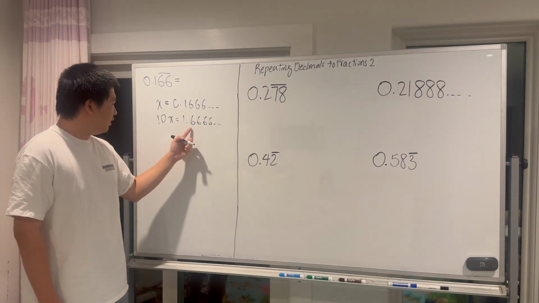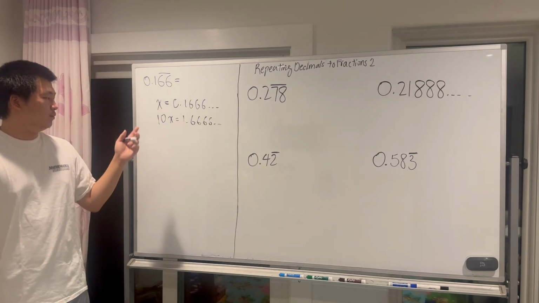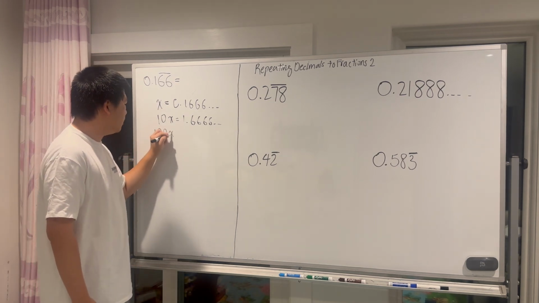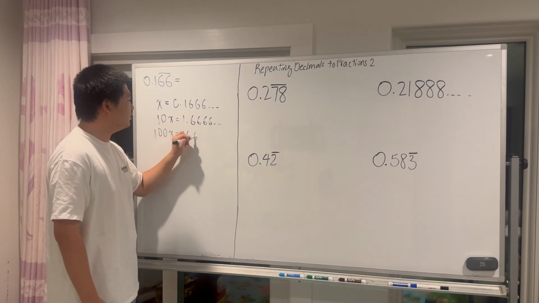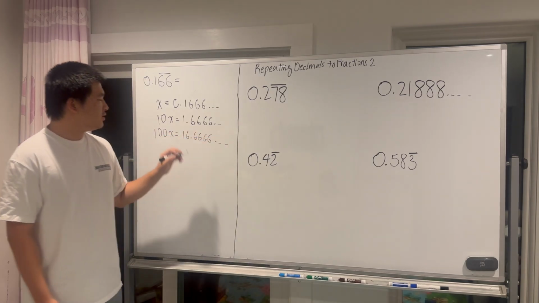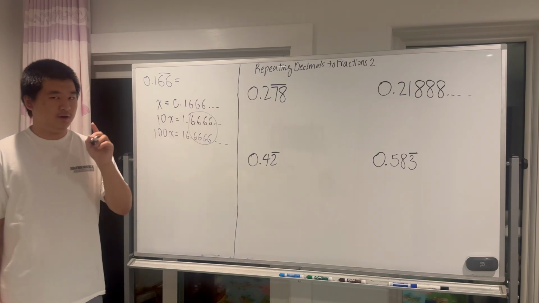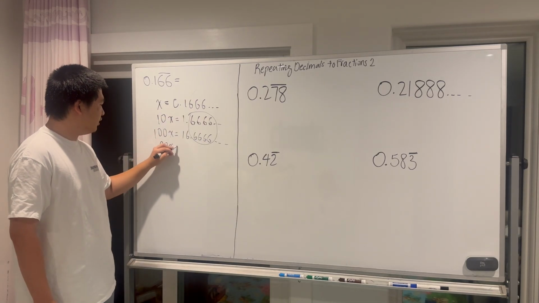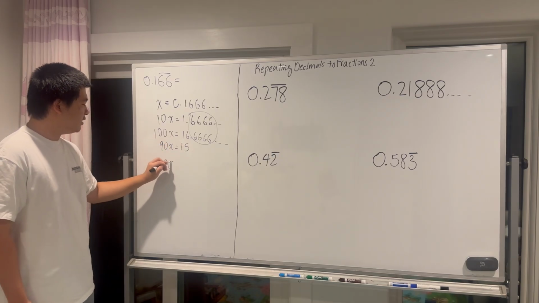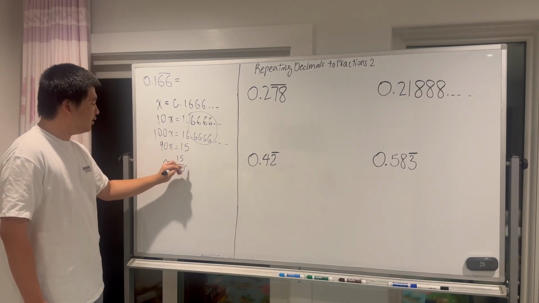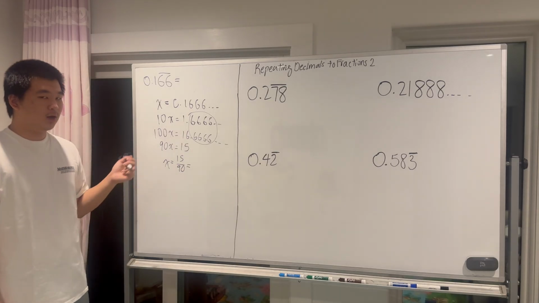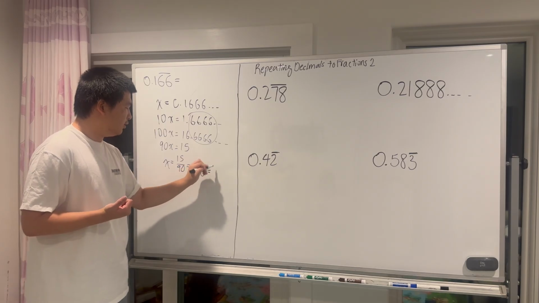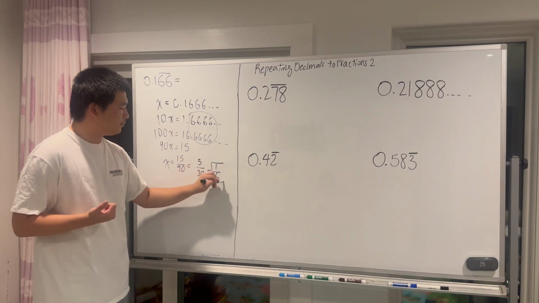How can we get more repeating 6s? Well, we can multiply by 10, but we can also just multiply by 100, right? We can just multiply again. So we'll get 100x equals 16.66666. And now we see that this is going to cancel out very nicely, because if we just subtract these, we'll get 90x equals 15. And so x equals 15 over 90. You can see the top and bottom are both divisible by 3. So that would be 5 over 30, which is 1 over 6, as we said before.